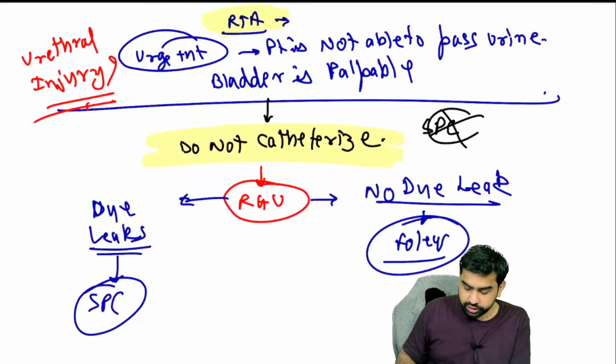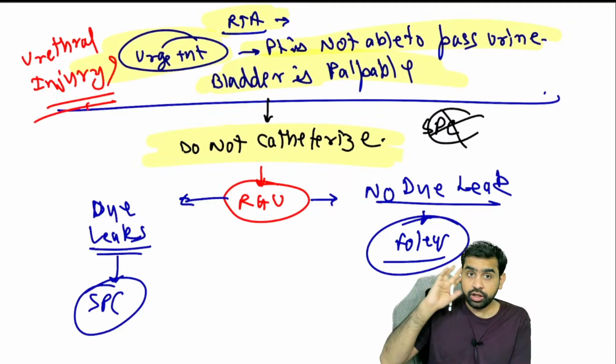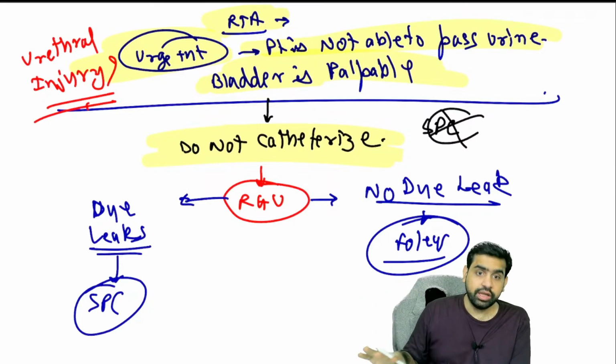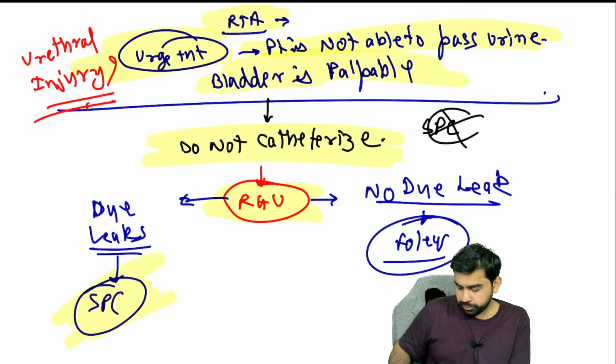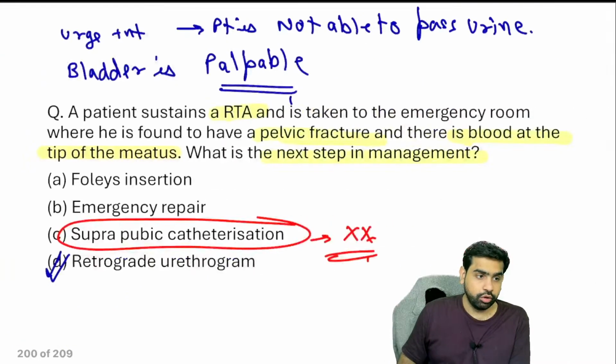After a road traffic accident, the patient is not able to pass urine. The patient has the urge to pass urine but is not able to, and the bladder is palpable. Think of urethral injury, and then what is the first step? It is an RGU, and if there is a dye leak, then you perform an SPC. Directly SPC is not to be done. I hope you are able to understand this particular stuff.